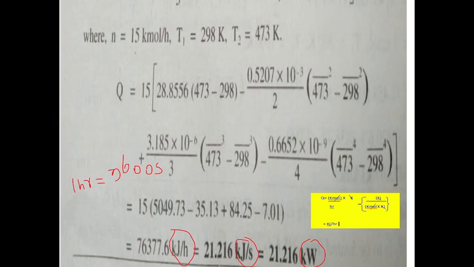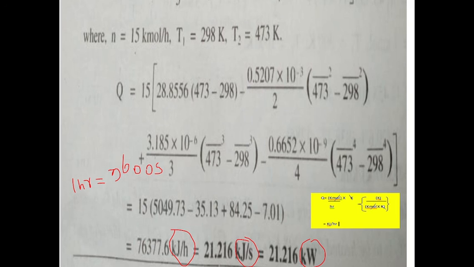We know the N value and T1, T2 values. Substitute here. N is 15 kilomole per hour, T1 is 298 Kelvin, T2 is 473 Kelvin. Substituting in this expression, finally we get capital Q in kilojoule per hour. If you want kilojoule per second, use this relation. 1 hour is equal to how many seconds? 3600 seconds. So use this relation to find capital Q in kilojoule per second.